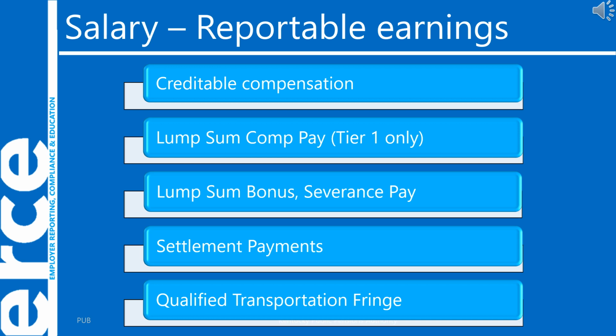In statute, reportable salary is called credible compensation and is made up of salary, wages, tips, and fees includable on the employee's federal Form W-2 wage and tax statement under the heading Wages, Tips, and Other Compensation. But reportable earnings are not just limited to regular wages. Reportable wages also include lump sum payment for compensatory time for Tier 1 employees, bonus payments, severance payments, settlement agreements, and qualified transportation fringe. However, before reporting a bonus payment, severance payment, or settlement agreement to KPPA for the first time, please contact the ERCE division for assistance.